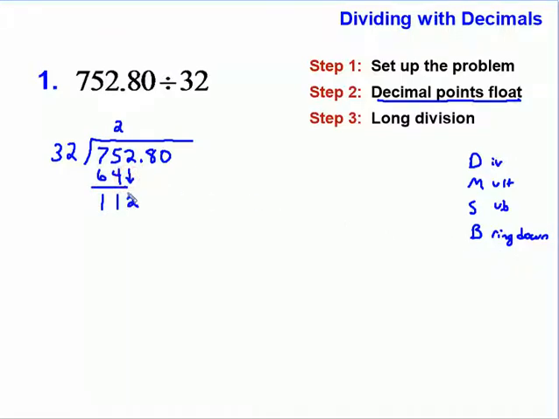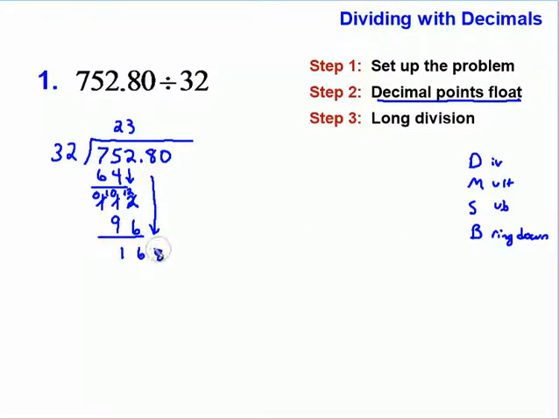How many times does 32 go into 112? Let's try 3 times. 3 times 2 is 6. 3 times 3 is 9. And we'll do our subtraction. Can't get 6 out of 2, so we have to borrow 1. That makes that a 0, and this a 12. 12 minus 6 is 6. We have to borrow another one from this one. That gives us 10. We have 16. Then we bring down our 8.